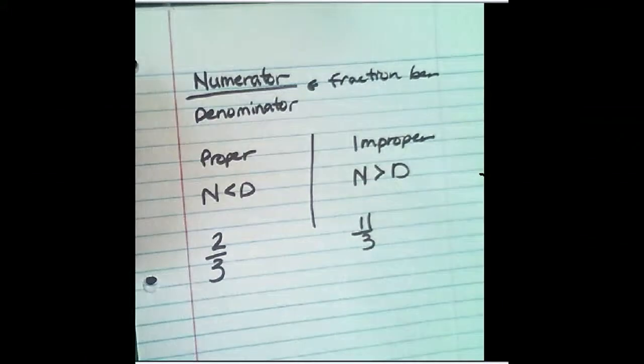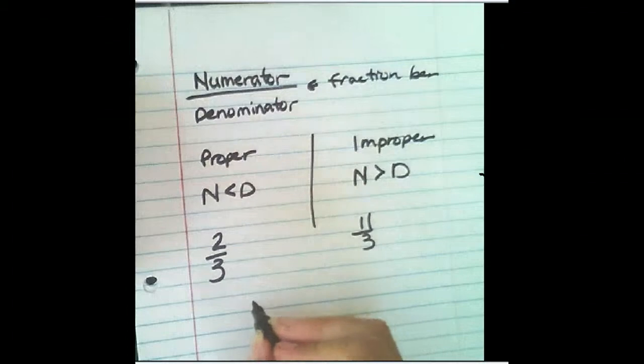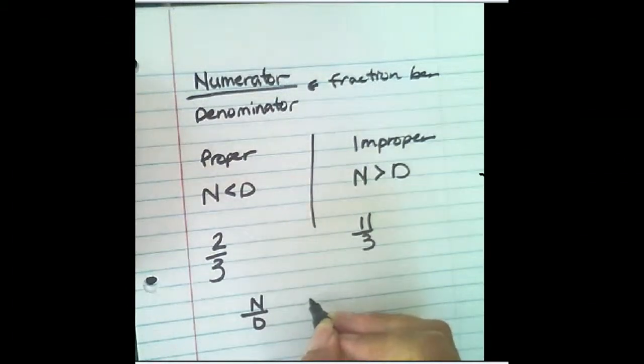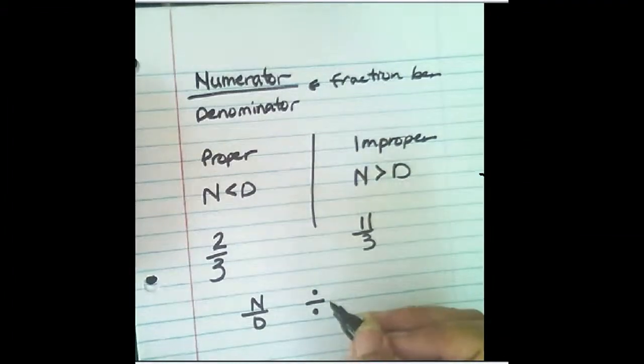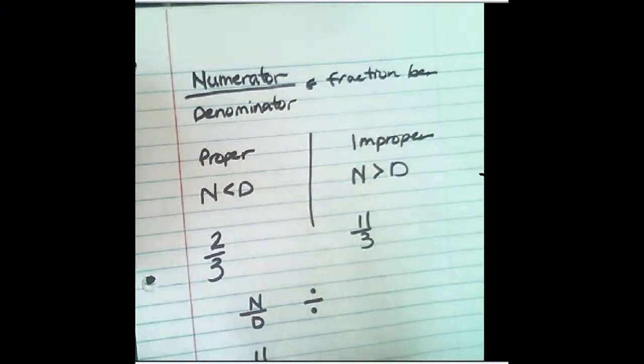So you might say, how do I go from 11/3 to a mixed number? How do I make it so it's no longer an improper fraction? Well, like I said, the fraction bar is going to be really important. You need to remember from the lesson that we looked at the other day that the fraction bar really means divide. So numerator over denominator is really like a division sign. So when we have 11/3, we're really saying it's 11 divided by 3.